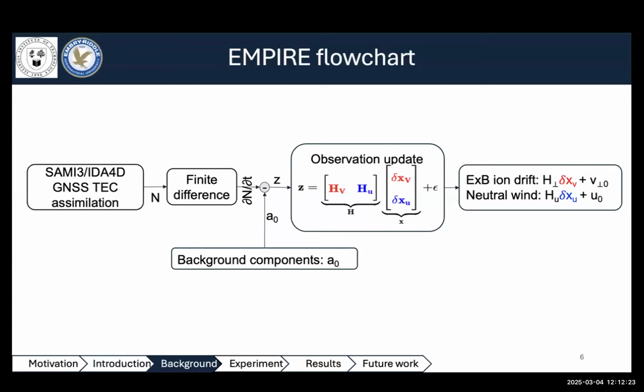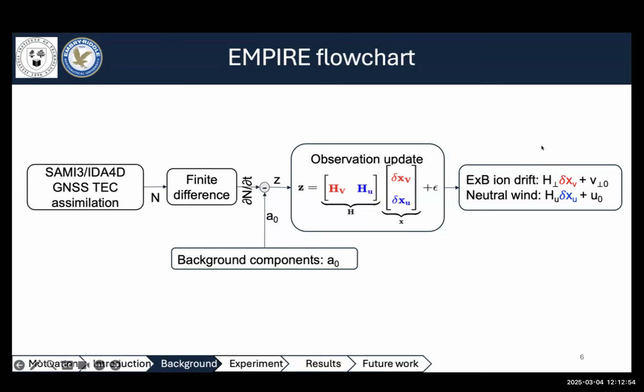The mapping matrices HV and HU map the E cross B and the neutral wind drivers, which are the delta XV and the delta XU, onto the ion density space. So this equation, the observation update, can be optimally solved by the Kalman filter technique defined in the EMPIRE. That will yield the E cross B drifts and the neutral wind drivers.